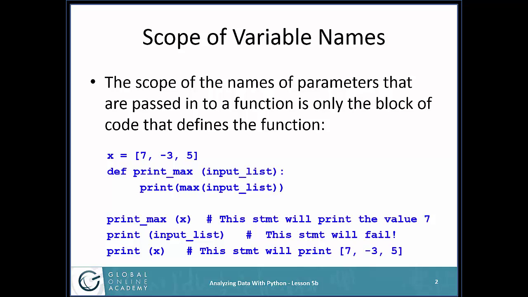If I now try to print out inputList, this statement right here will fail because inputList is not defined in my main program. It was only defined inside this function right here. If I do print x, that's going to work just fine. That's going to print out the 7, -3, and 5.